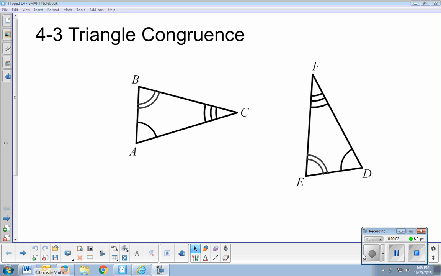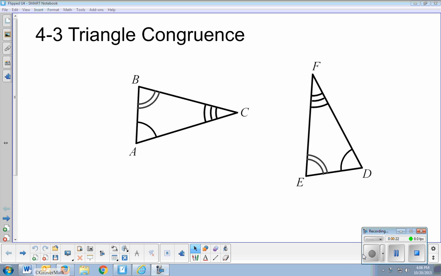Geometry, Unit 4, Section 3, Triangle Congruence. Section 1 and Section 2 are what we refer to as drawing conclusions based on some given information. If you're told this is an angle bisector, what does it mean? Well, it means the angle is cut in half, you get two congruent angles, things like that.